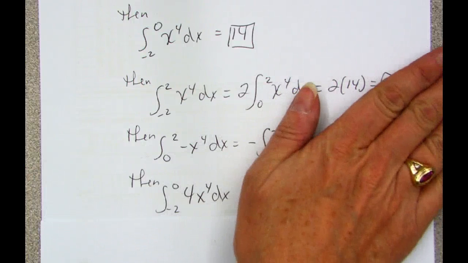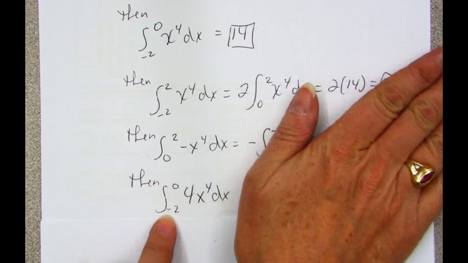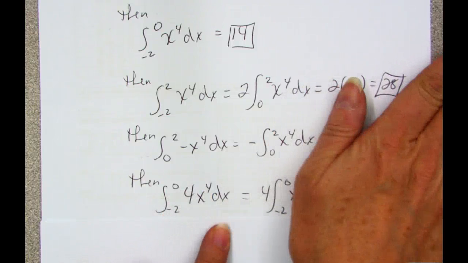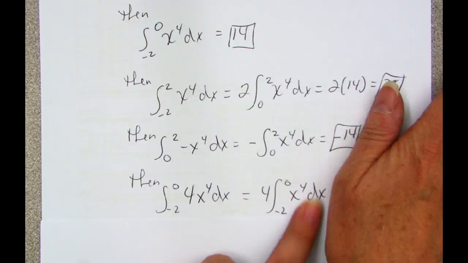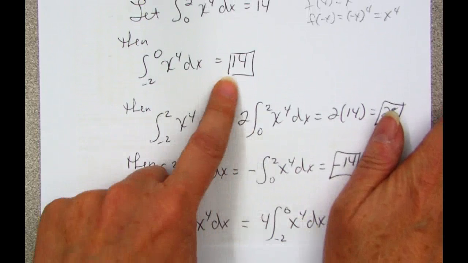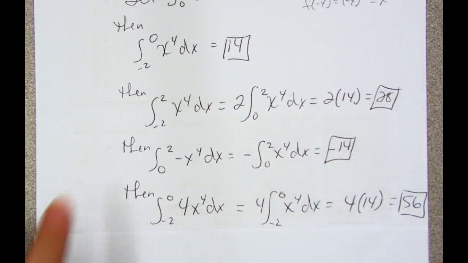Last one. So from 0 to negative 2, that's the left-hand side, 4 times x to the 4th. Let's just take out the 4. Well, we already know what this is. We've already done that earlier. It's 14. So it's 4 times 14, which is 56. Last problem today.